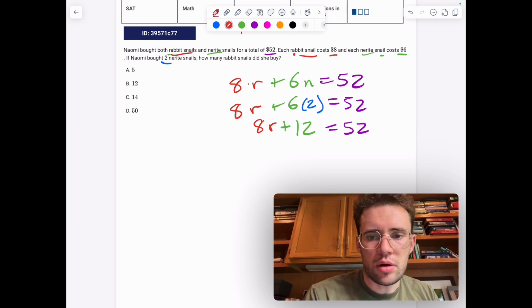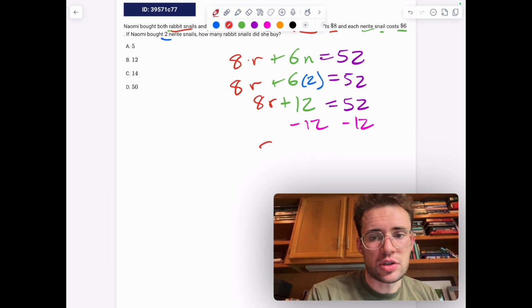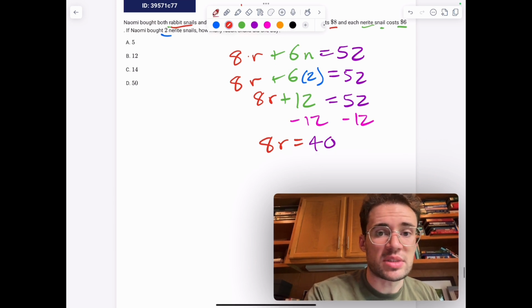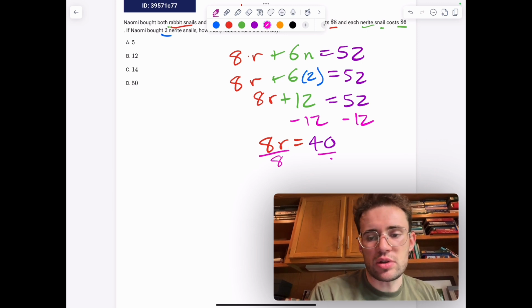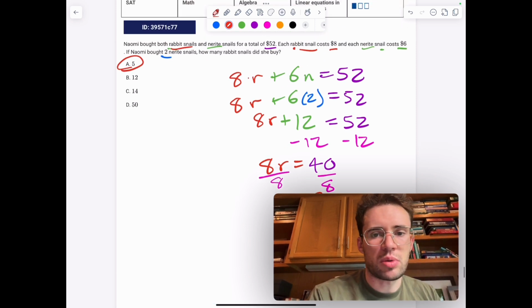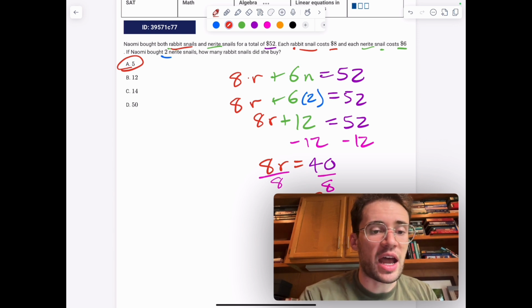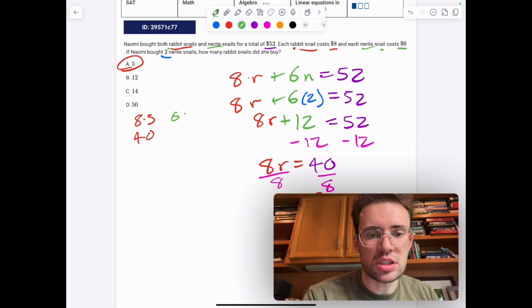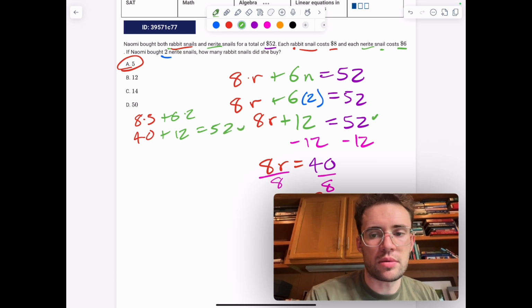And now to get R alone, we'll just subtract 12 from both sides. This will give us the R's alone. So 8R equals 40. That's 52 minus 12. And then what times 8 would make 40? R is going to be 5. Or, again, if you prefer, just divide both sides by 8 to get rid of that times 8. And that means that R equals 40 over 8, which is also 5. And to check it, just plug it into this equation that I wrote. 8 times 5 would be 40. And they gave us the 2, so 6 times 2 equals 12. 40 plus 12 equals 52, which is what we want.